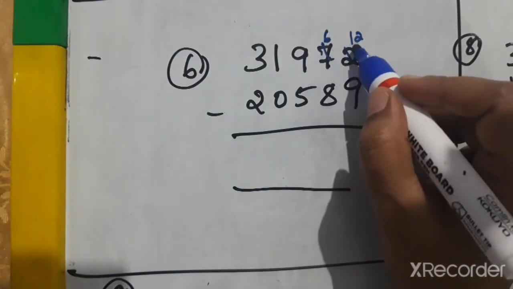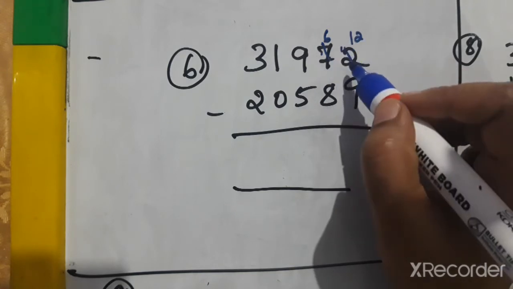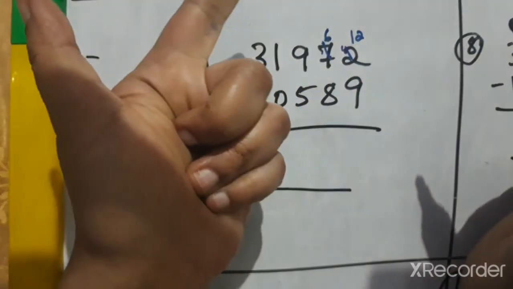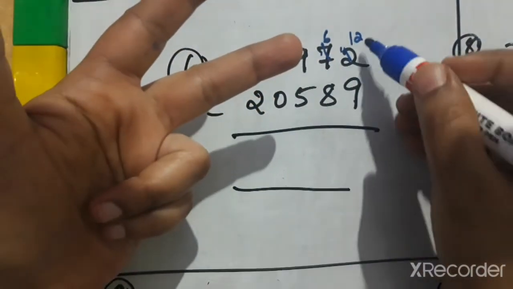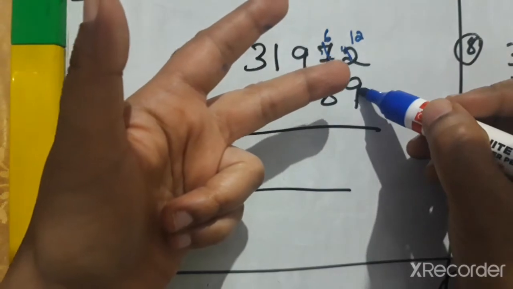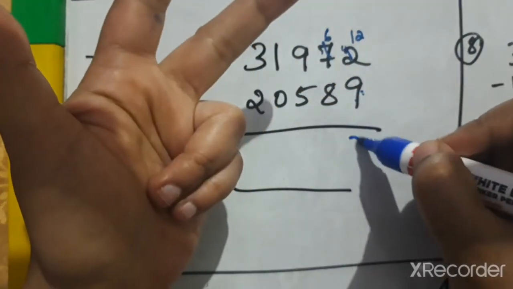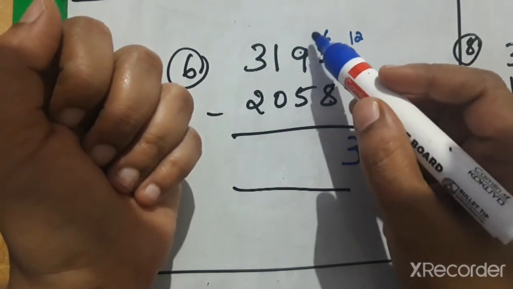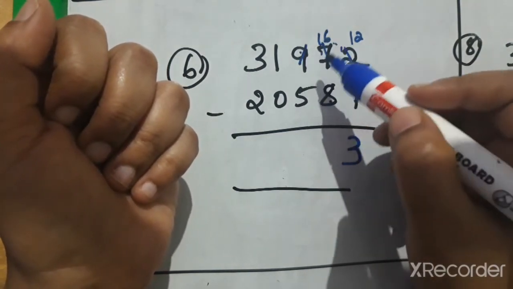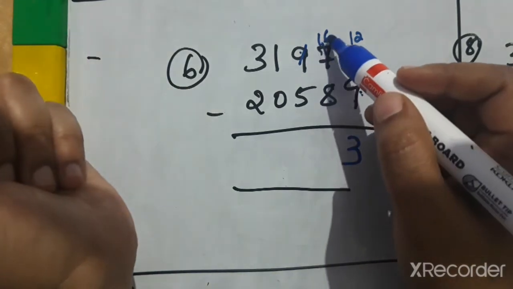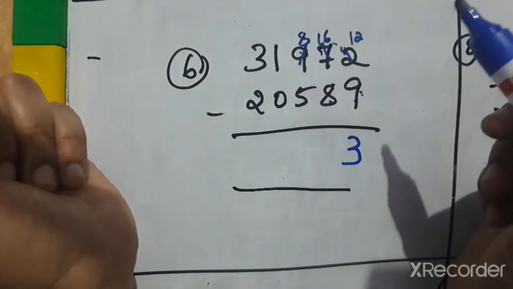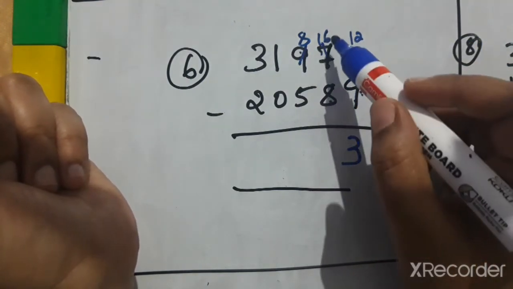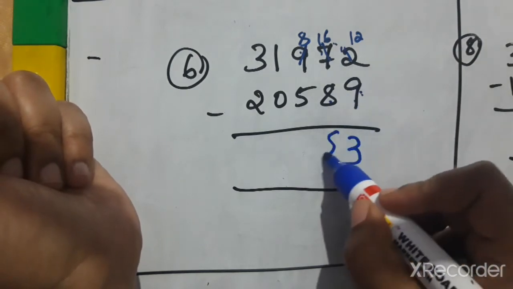So 2 will become 12. Now 12 minus 9 means 10, 11, 12. Equalize the number 9 to 12. So 9 is already here. So 10, 11, 12 means 3 here. Now 6 minus 8 we can't subtract it. So borrow 1 from 9, it becomes 16 and 9 is now 8 because out of 9 he gave 1 to this number. Now 16 minus 8 is 8.